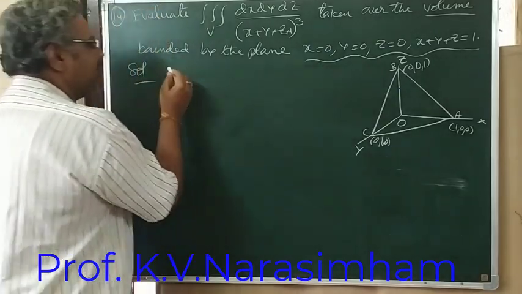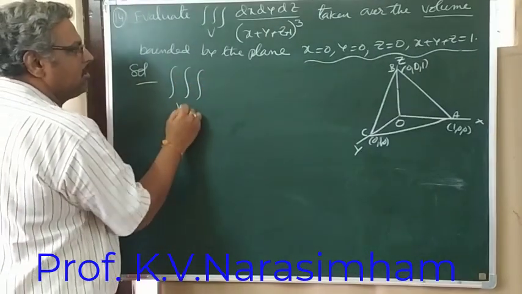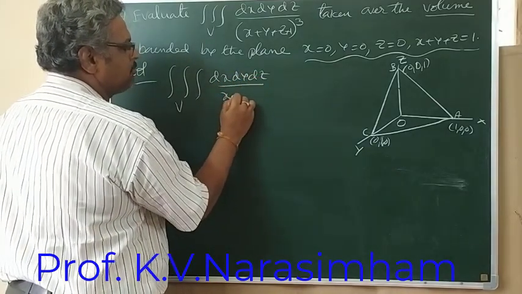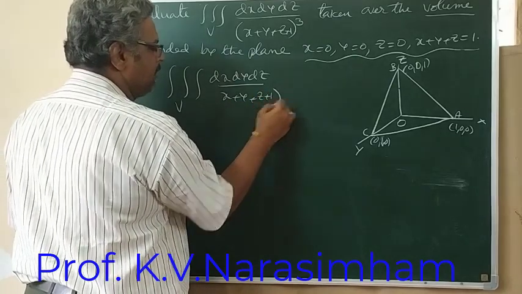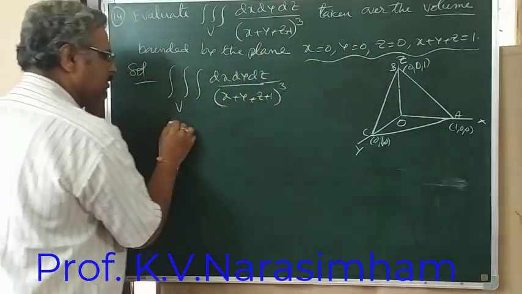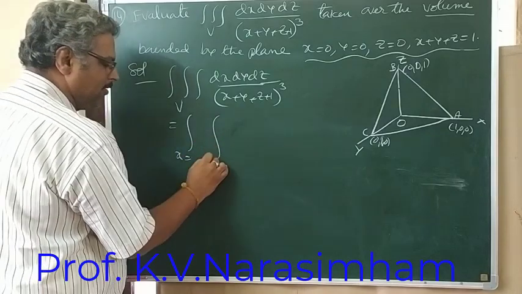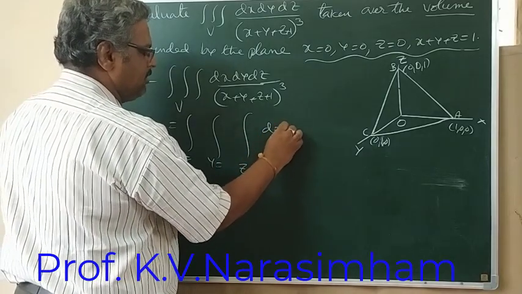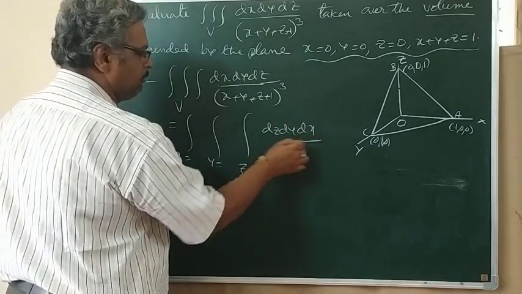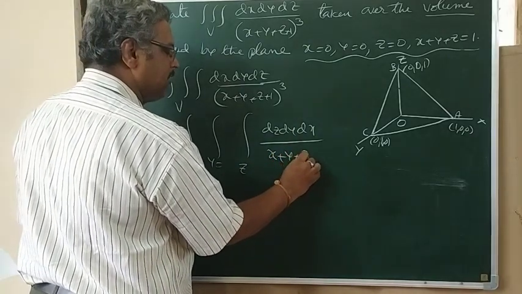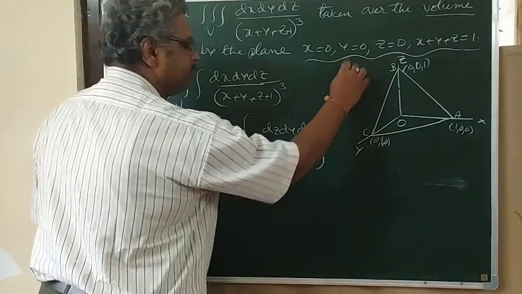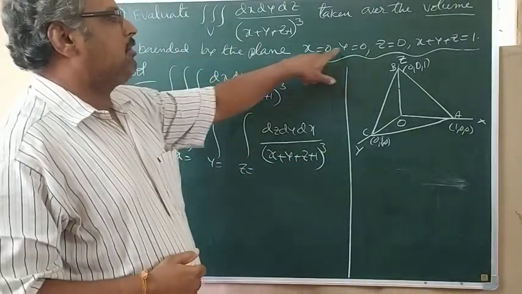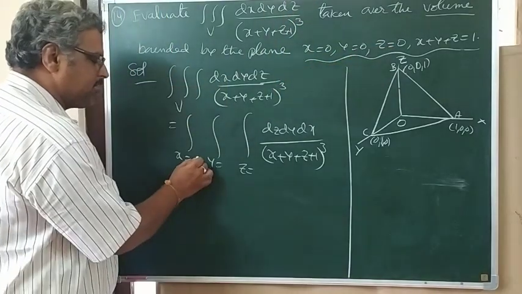Now, what about the limits? Triple integral dx dy dz by (x plus y plus z plus 1) whole cube. Now, what about the x limits, y limits, z limits? So dz, dy, dx, you may take any order, then no problem. Now if you observe, x is 0, y is 0, z is 0, so the initial limits are zeros.